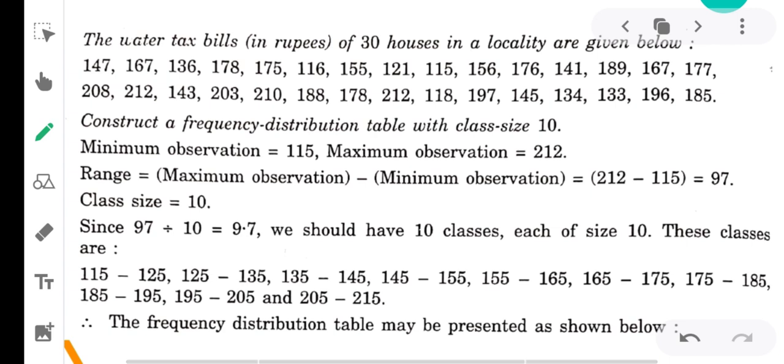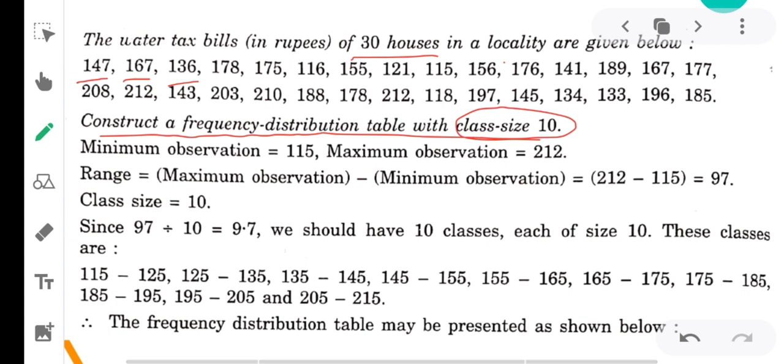Next, how do you form a class of data? So this is a question. The water tax bills in rupees of 30 houses in a locality are given below: 147, 167, 136, and so on. These are the water tax bills of 30 houses. Now construct a frequency distribution table with class size 10.